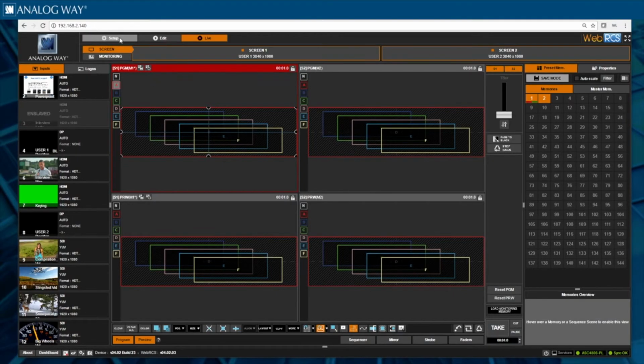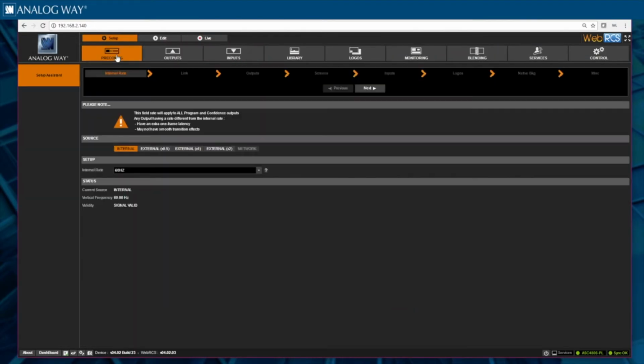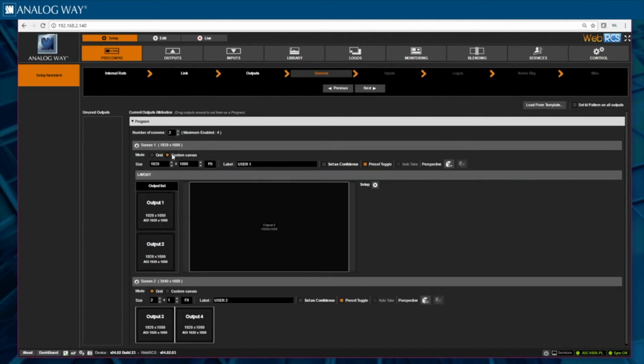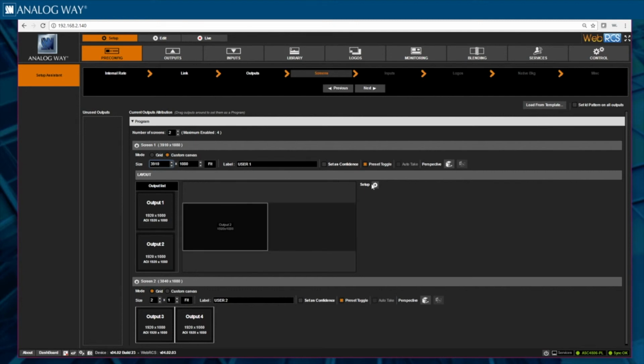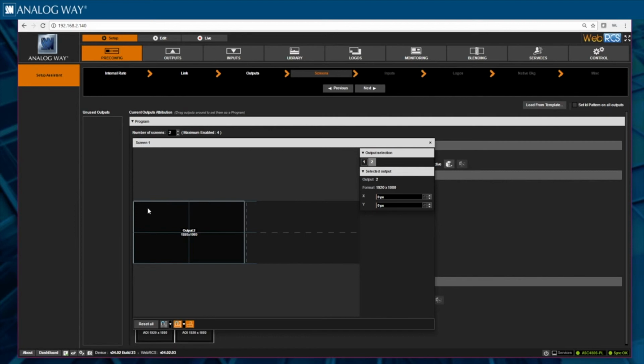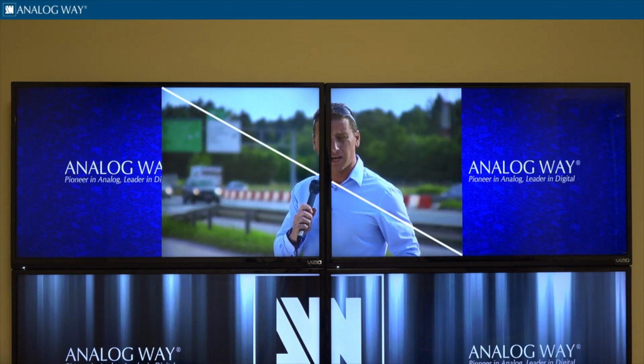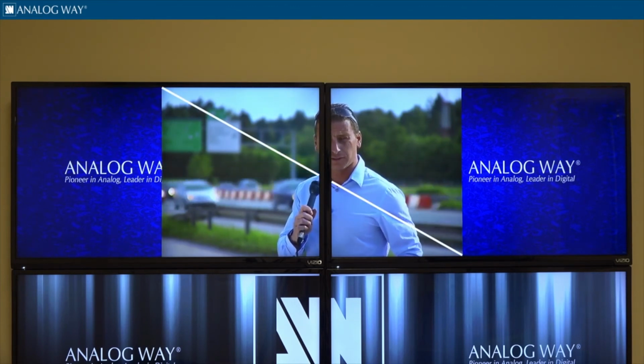In our WebRCS, click on Setup tab, Preconfig tab, Screens tab. Here is where we can configure the custom canvas to be 3910 by 1080. Output 1 will start on the left at pixel 0,0, and we will drag output 2 all the way to the right. The gap or tear in the middle between the outputs is the virtual space now being processed for the bezels. Notice how diagonal lines now look normal and you don't notice the bezels as much caused by the gap.